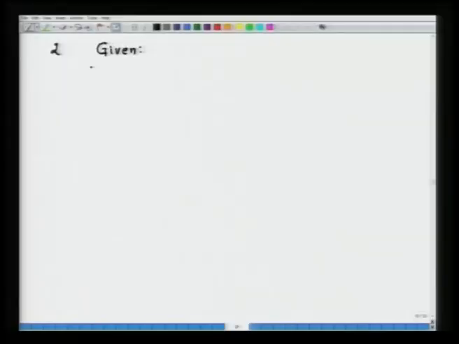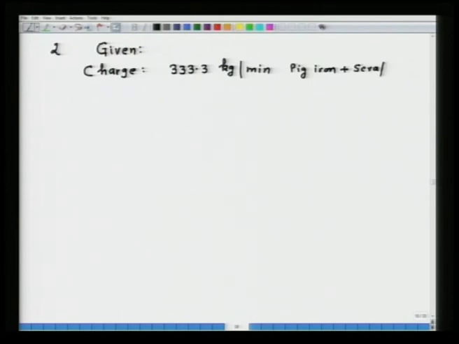So, per hour charge is 333.3 kg per minute. With charge I mean it has pig iron plus scrap. That is what the charge is per minute. Coke also I have to calculate per minute. Coke per minute, that is 37 kg per minute.